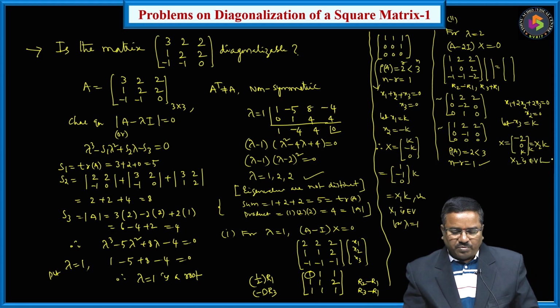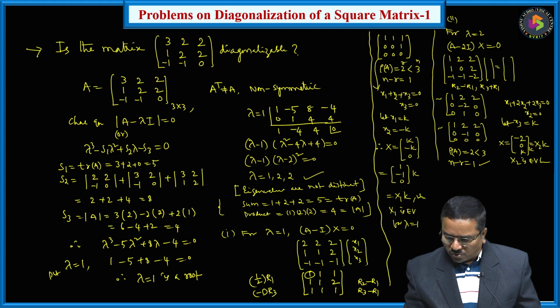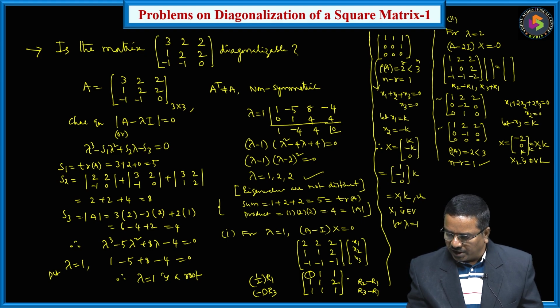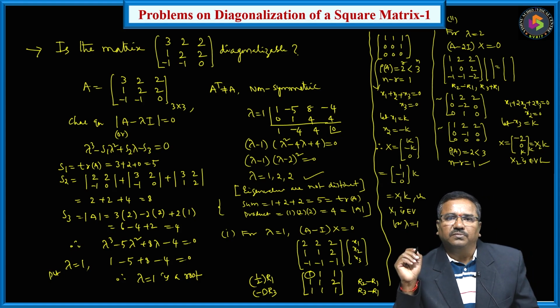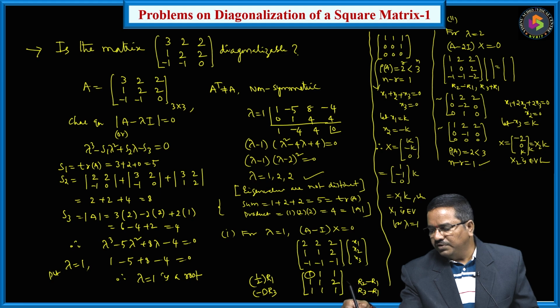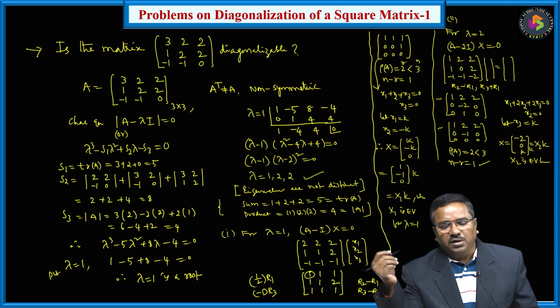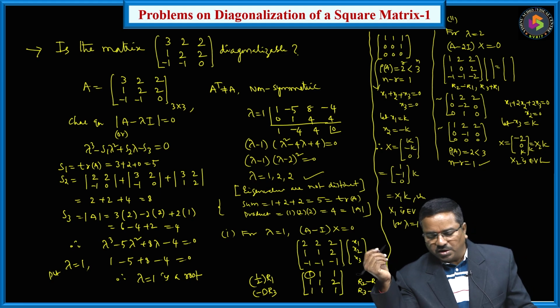Now look at finally how many eigenvectors we got. Only 2 eigenvectors. One is x1, one is x2. But what is the order of the matrix here? Order of matrix is what? 3. So therefore the number of eigenvectors is not equal to the order of matrix. So therefore what do you have to conclude?